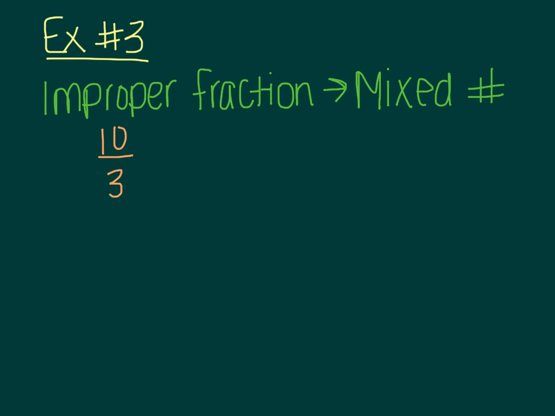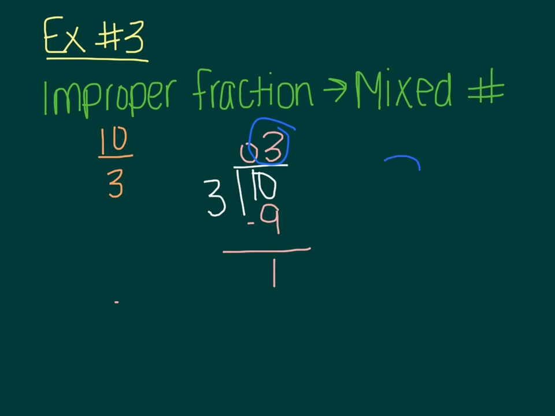Example number 3. Numerator inside, denominator outside. 3 cannot go into 1. 3 goes into 10, 3 times. 3 times 3 is 9. We have 1 left over. And now we make our mixed number. Whole number. Numerator. Denominator. 3 1/3.